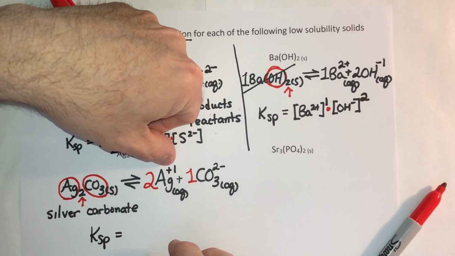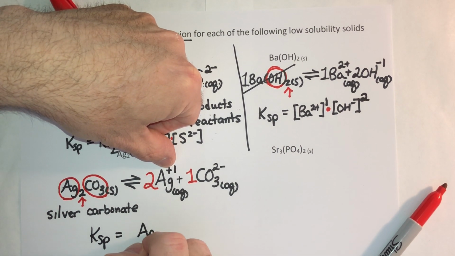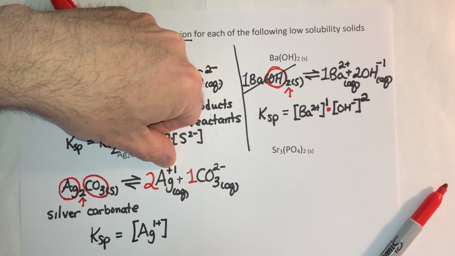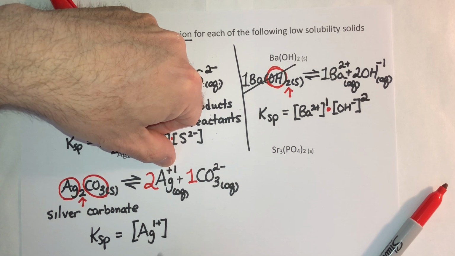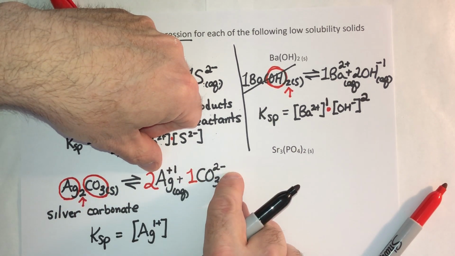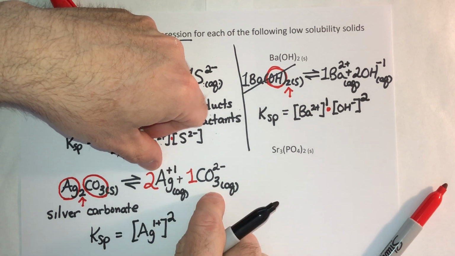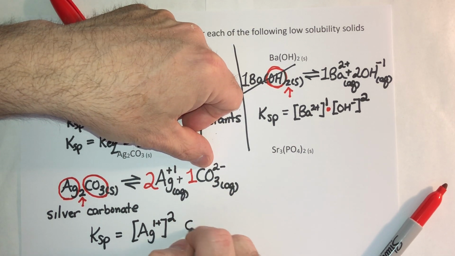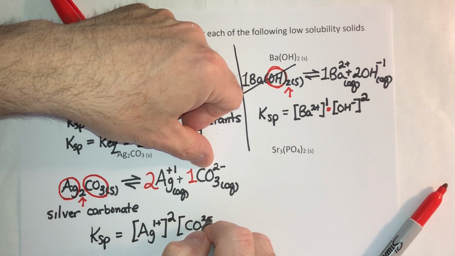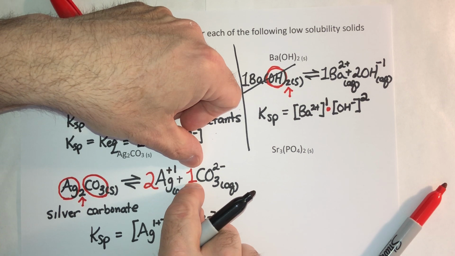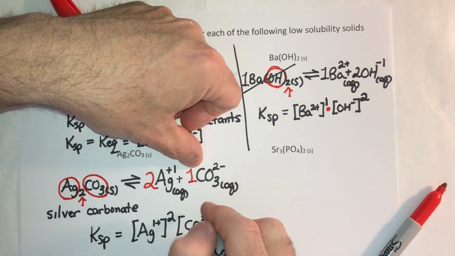Because all you have to do is tell me what is the first product, silver 1+, put square brackets around it to say that that's the concentration, and then whatever number you use to balance this becomes the power, that's squared. Then you tell me what the second product is. Second product is CO3 2-. Put square brackets around it to tell me concentration, and then you use whatever number out in front was used to balance it as your power.